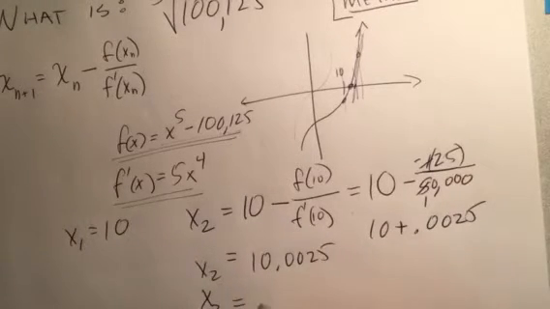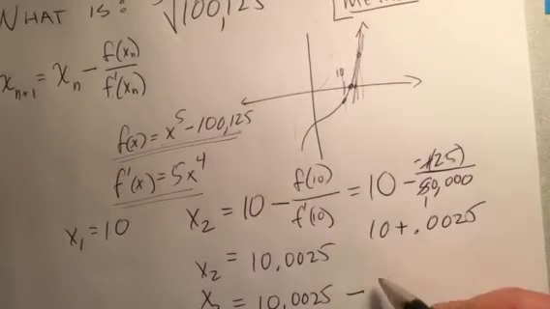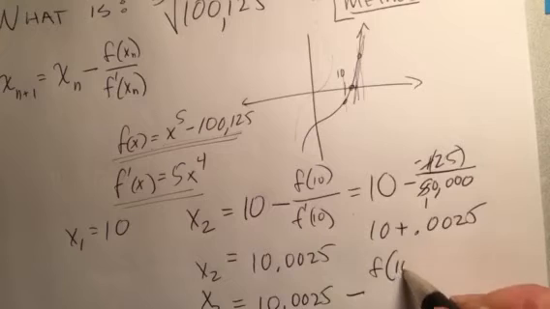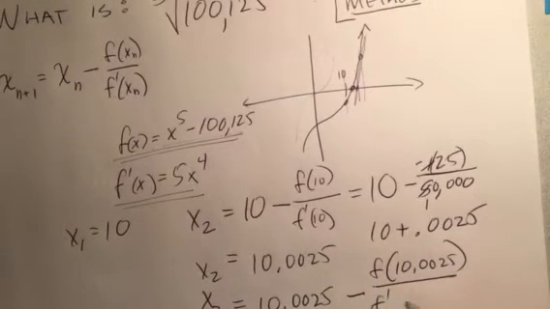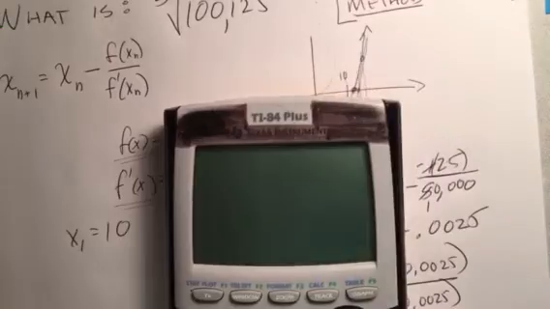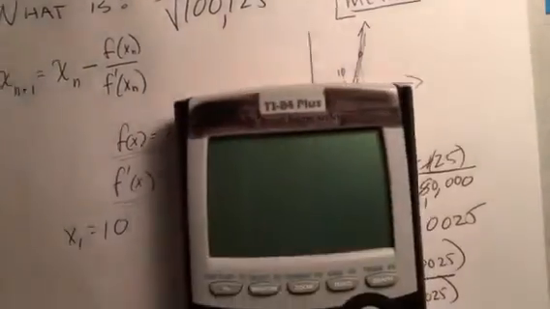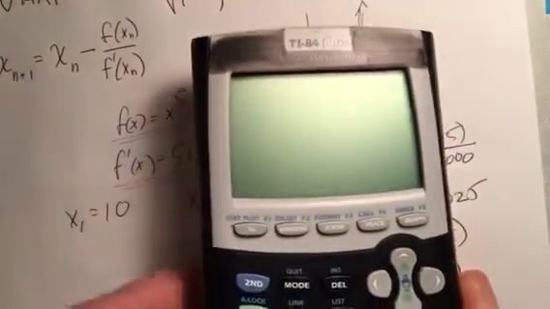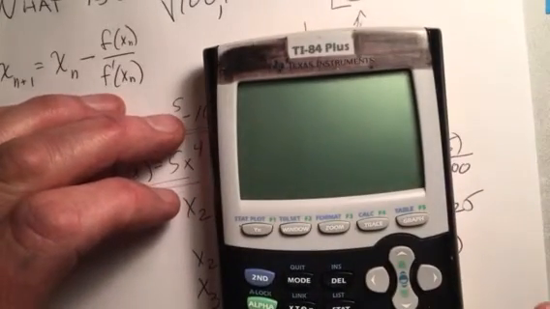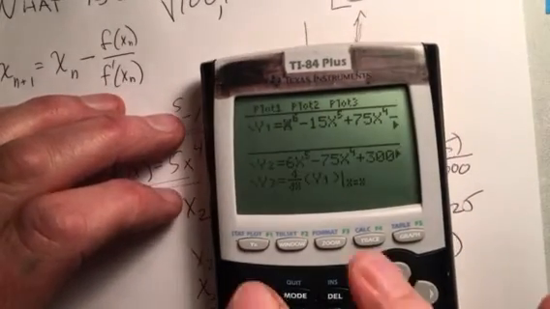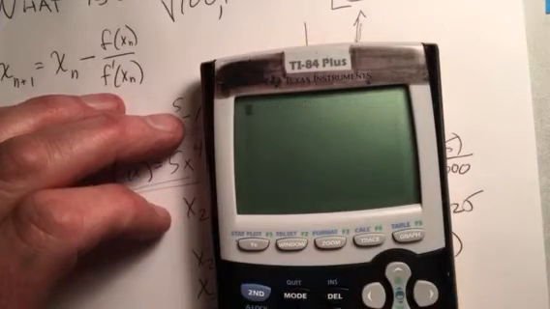Well, what's x sub 3 then? X sub 3 is going to be this original x2 minus f of 10.0025 all over f prime of 10.0025. And you can just take a calculator and start typing that in. I'm getting a little bit of glare. See if I can make this work. I hope so. So I would turn it on, quit out of that, and clear it.